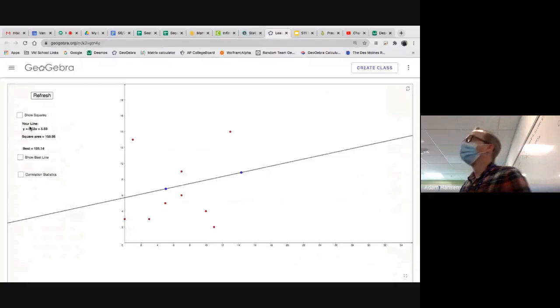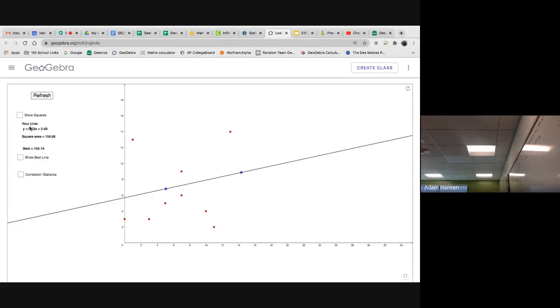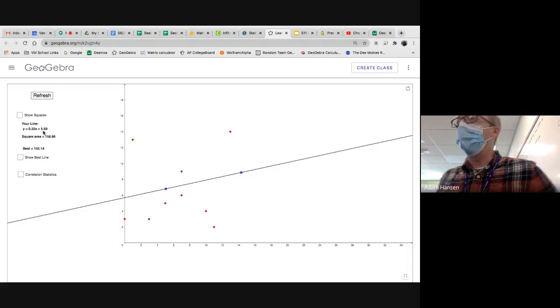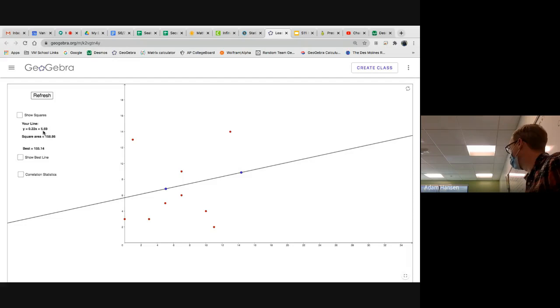All right. So GeoGebra on that link, least squares regression GeoGebra. It has randomly plotted points of data here in red. And my goal is to try and manipulate my trend line to fit the data as well as possible. Right now, my trend line is y equals 0.22x plus 5.69. You probably have different numbers based off of how GeoGebra set up your scatter plot.